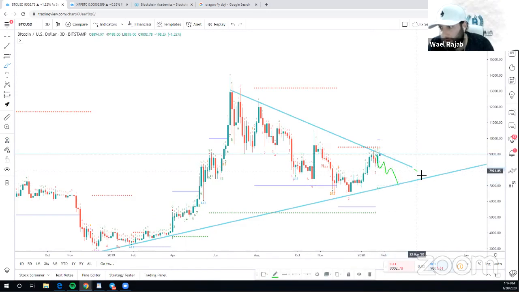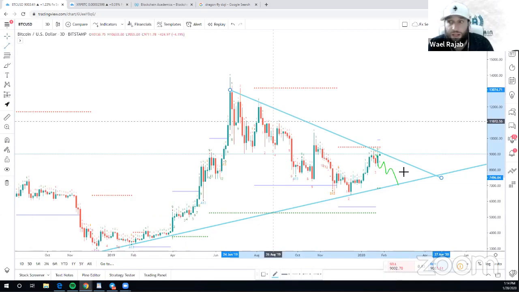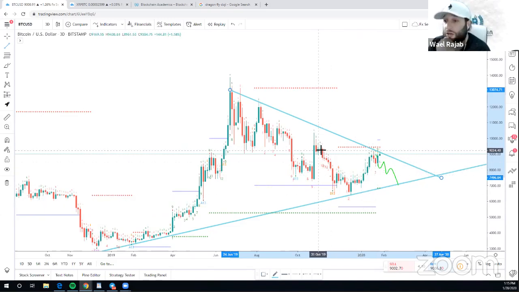Let me grab this one, put it right there. So we need some room to consolidate and breathe, because these moves that have just shot up, like this one specifically, from 7 grand to 9,500, that was a crazy one. Those moves specifically definitely need room to breathe.